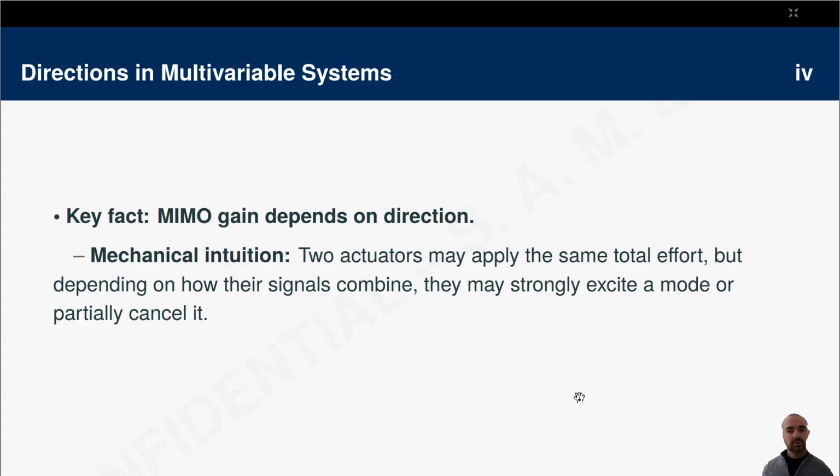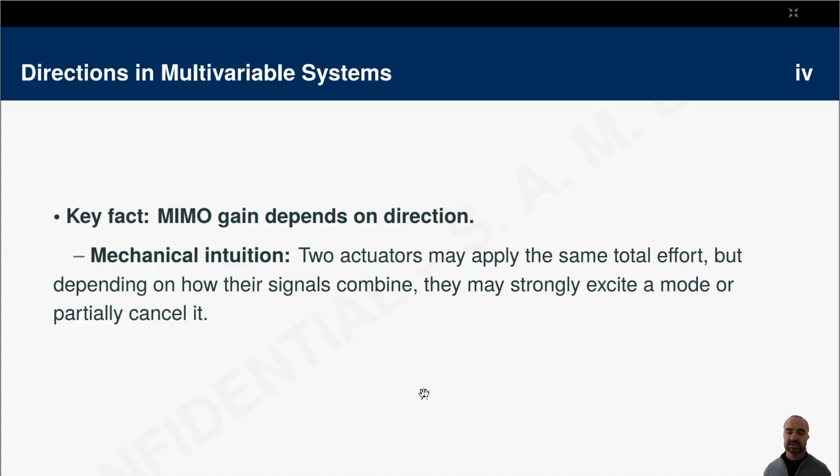In MIMO, gain depends on direction. This is the conceptual difference between SISO and MIMO. In SISO, it does not depend on direction, because the direction as we know it for MIMO doesn't exist in the same way as it does for multi-input, multi-output systems.